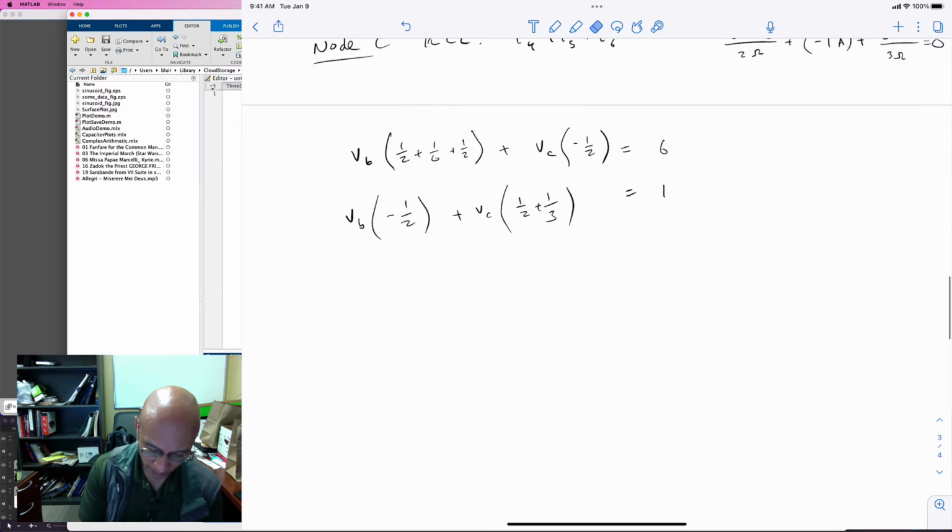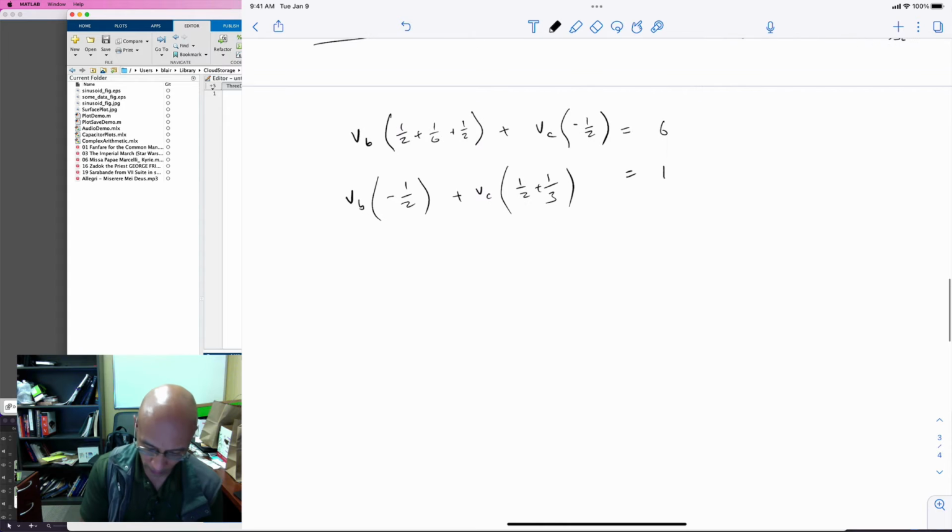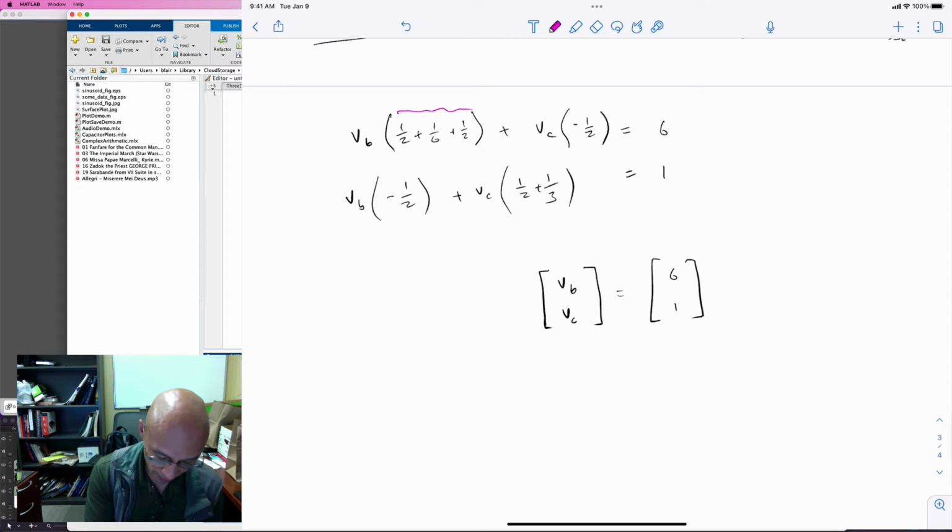Now I'm going to write this in a more helpful form, a matrix form. We're going to have VB and VC, and our constants are going to be this. Then we group things here like this. You can do the math. It's a 1 plus 1/6, so that's a 7/6. And this turns out to be 3/6 plus 2/6, so 5/6. So we can write a matrix like this.